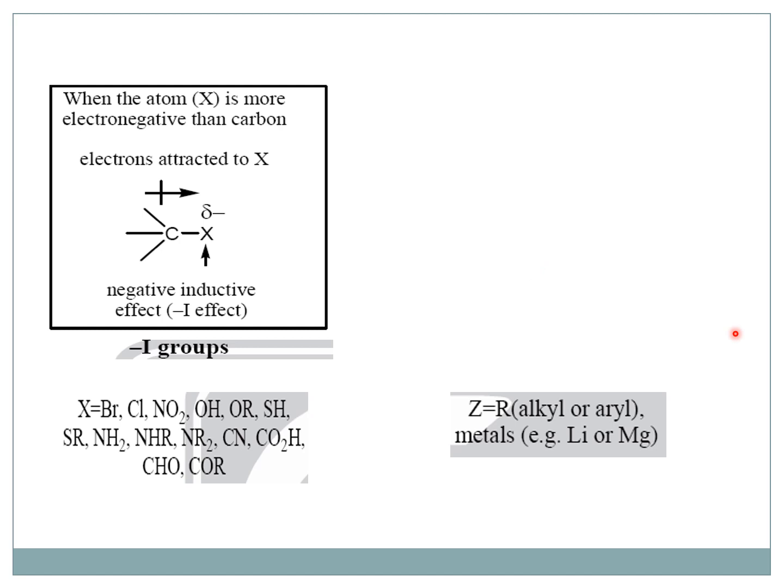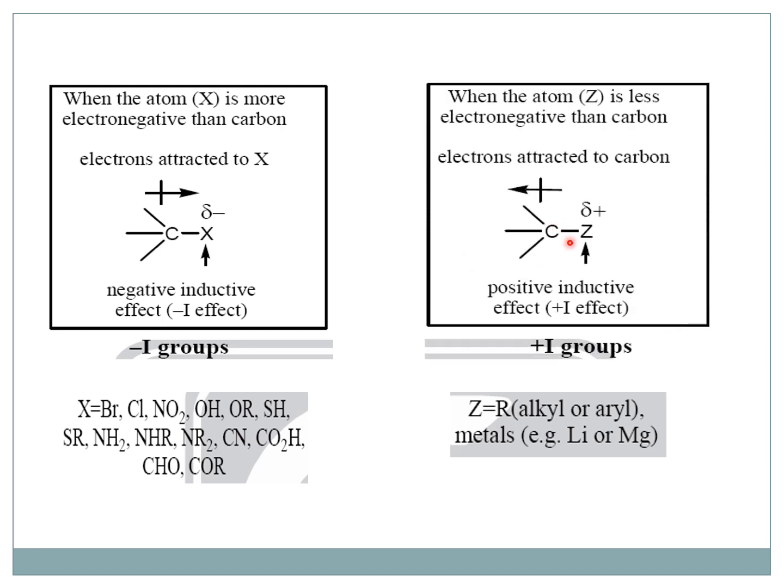Another is the plus I effect. When the shifting of the sigma electrons takes place towards the carbon atom, that means when carbon is attached to a less electronegative atom, the inductive effect is known as the plus I effect, and the groups are said to be plus I groups. Mostly the alkyl group, aryl group, and metal atoms that are less electronegative than carbon show the plus I effect.